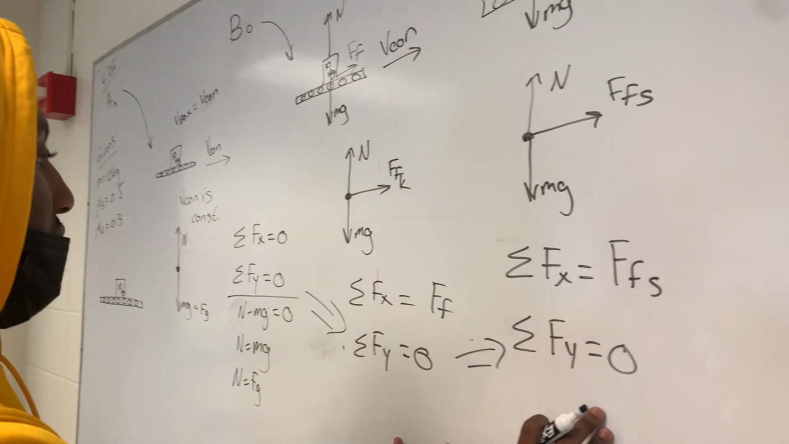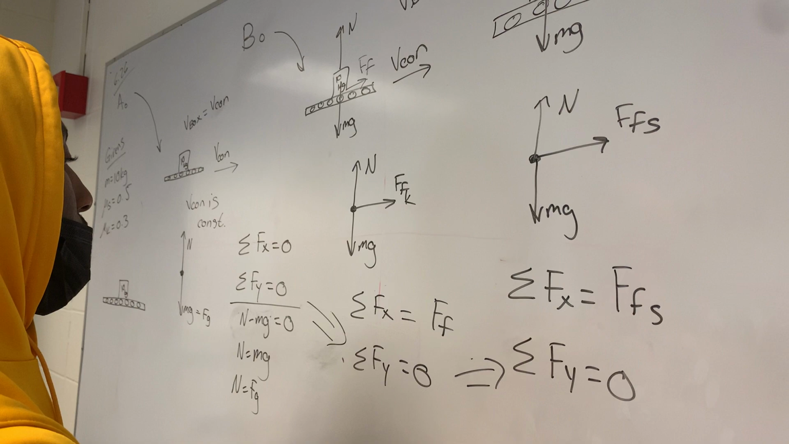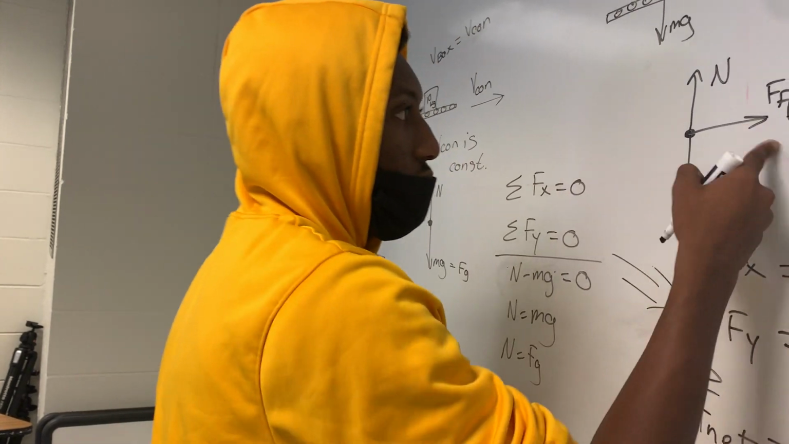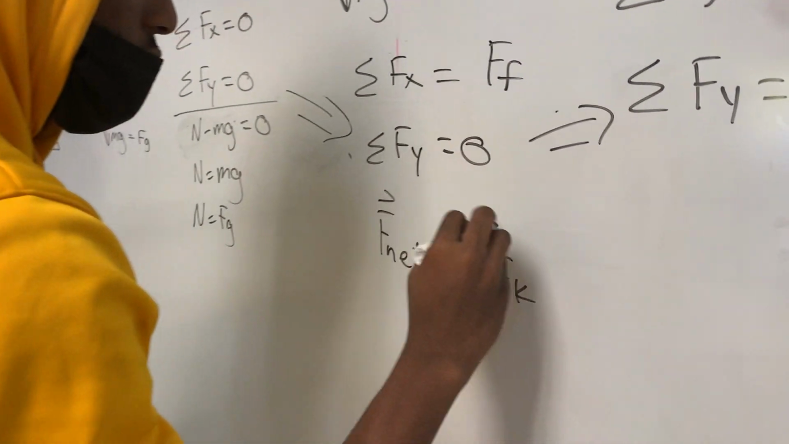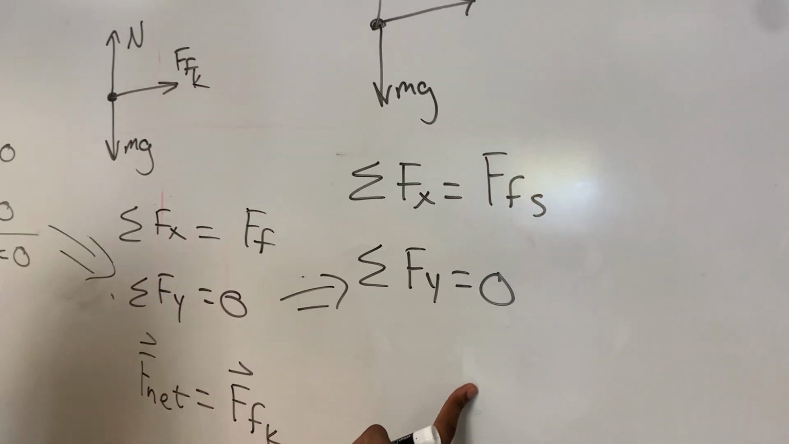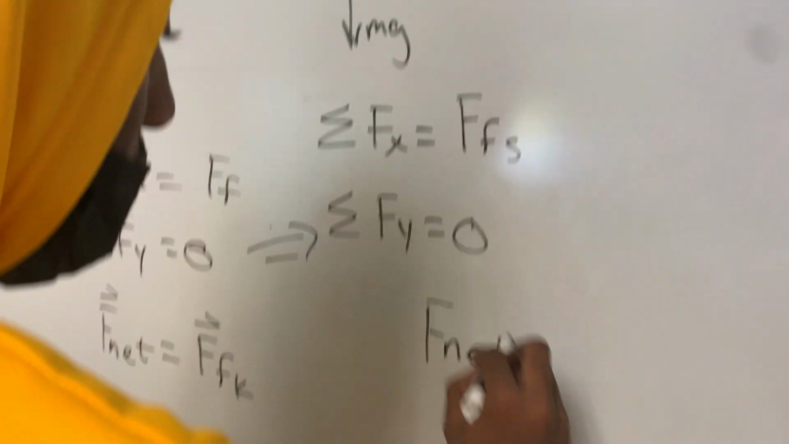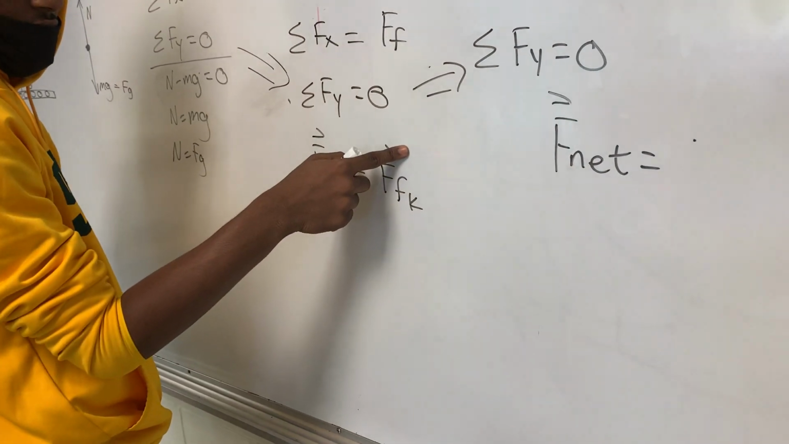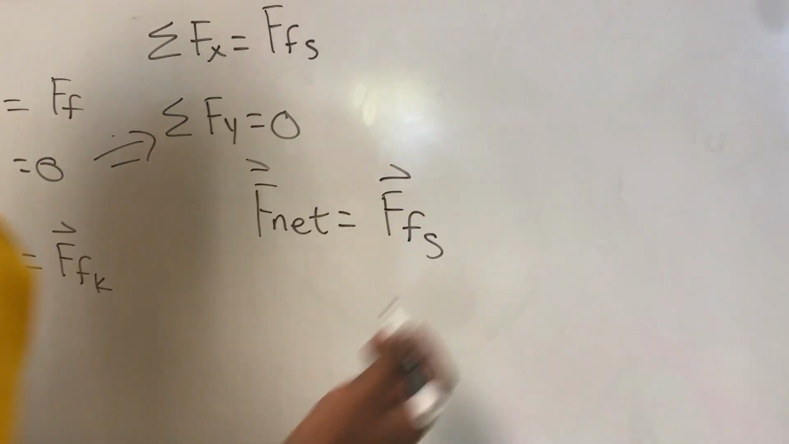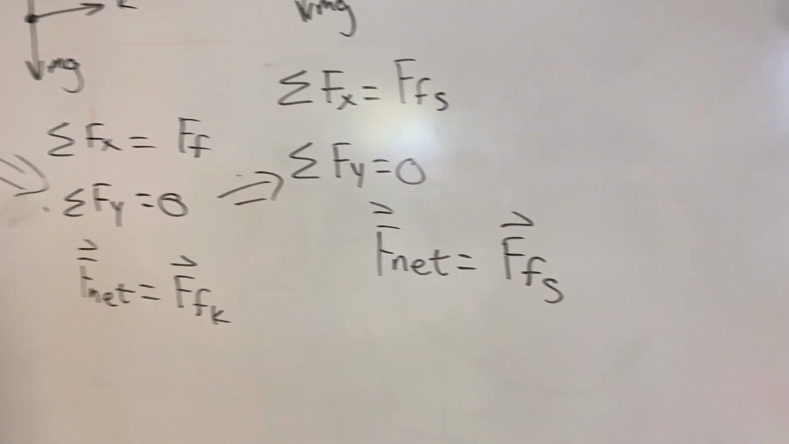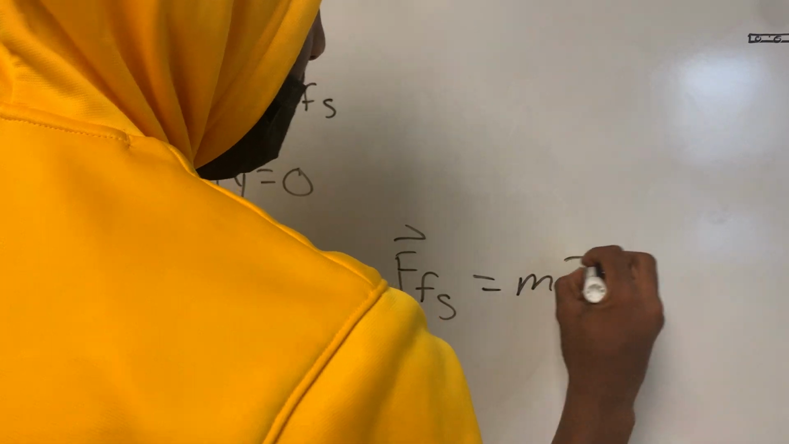So in case B, we know that the F net is going to equal the friction force K. And in this case, the F net is equal to the friction force S, as forces are vectors. So we know F net equals that, but we also know that it equals m a.